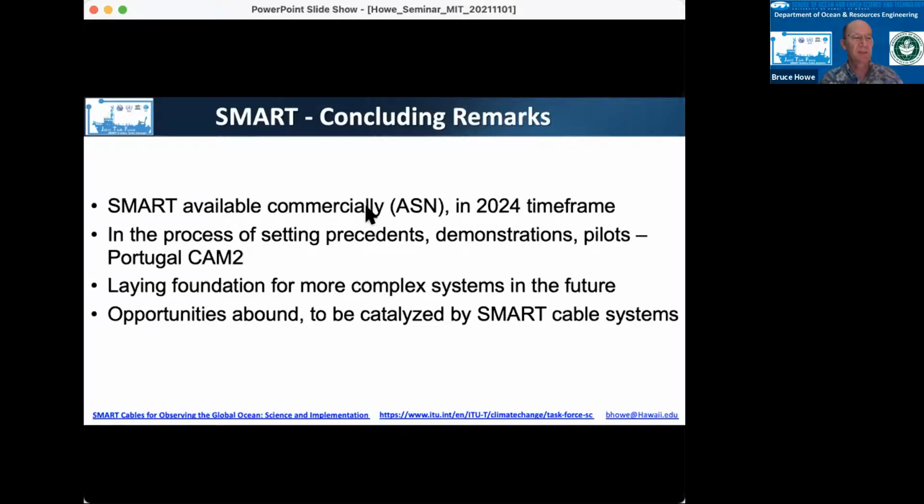cables will be commercially available in the 2024 timeframe, installed, ready for service in 2024, 2025. And these early systems like Portugal will be setting very valuable precedents on how one actually runs a project, gets money for a project, and shows that it works technically and doesn't interfere with telecom and things of that nature. And these will be laying the foundation for more complex systems in the future. So smart cables can catalyze other developments as well.